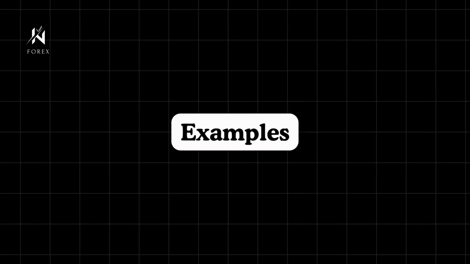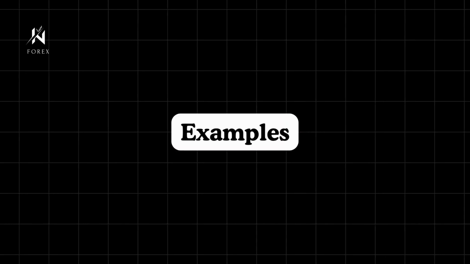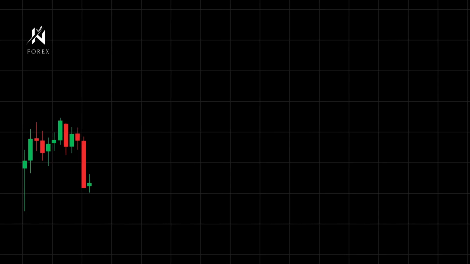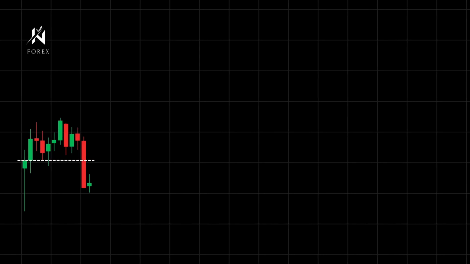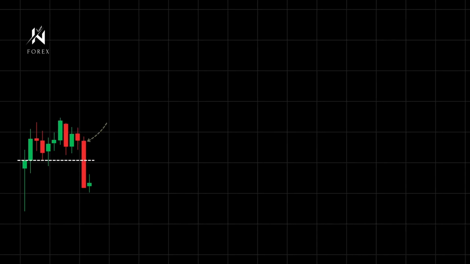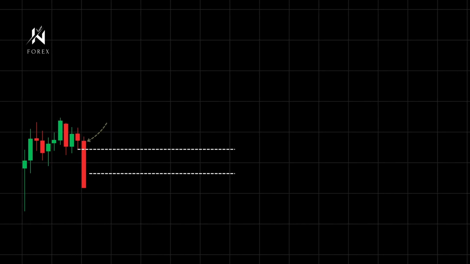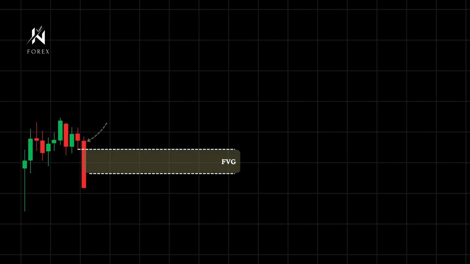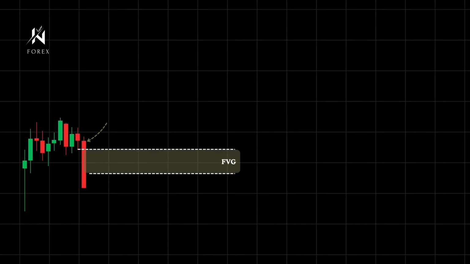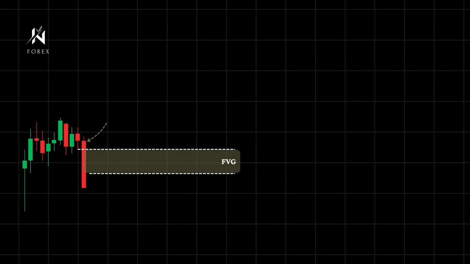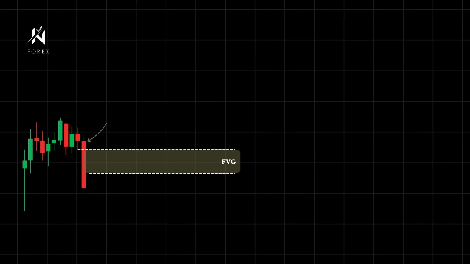Let's now review some examples of fair value gaps on charts. This is a 5-minute timeframe chart of Nifty 50, where the price, after consolidating in a range, breaks below with a strong bearish candle. If we mark the last 3 candles in this sequence, a large fair value gap, or price imbalance, appears between the low of the first candle and the high of the third candle. We will mark this zone and wait for price to revisit it.